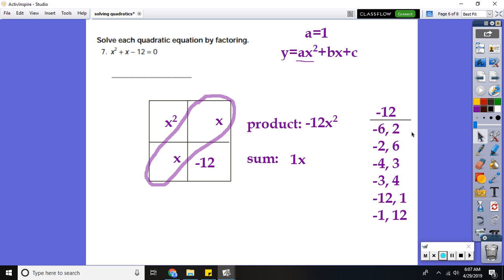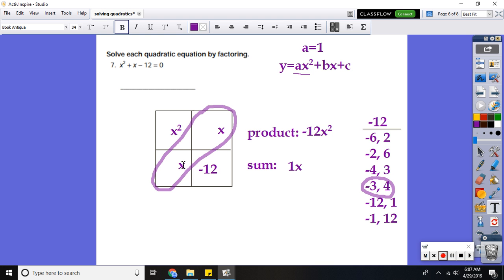And through using my calculator or my integer rules, if I add these pairs, I will find that only one pair adds to a positive 1. I almost circled negative 4 and 3, but negative 4 plus 3 is negative 1. We want positive 1. So negative 3 and 4. So that tells me that this is actually a negative 3x and a 4x.